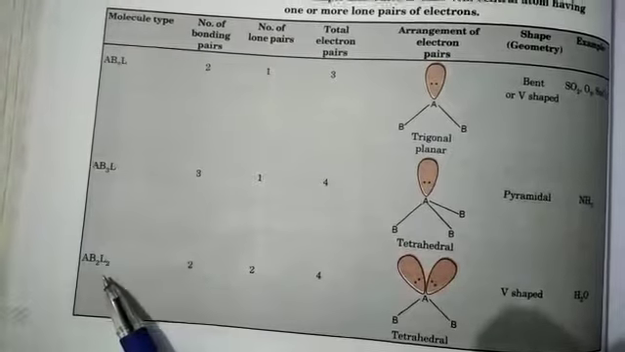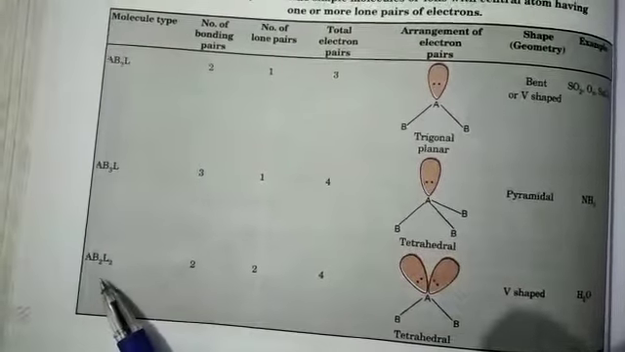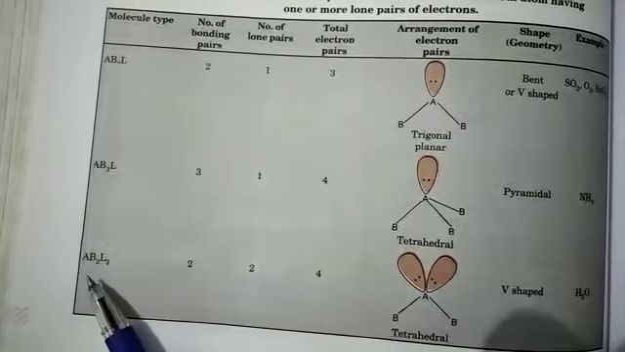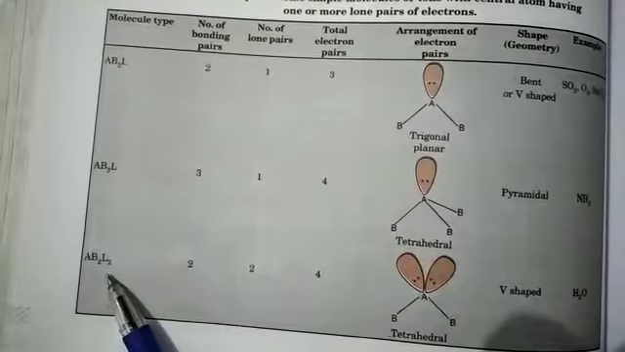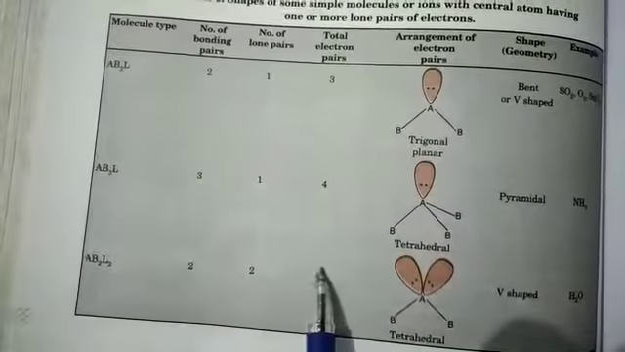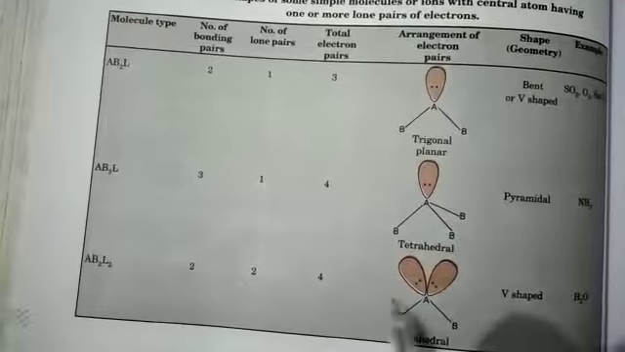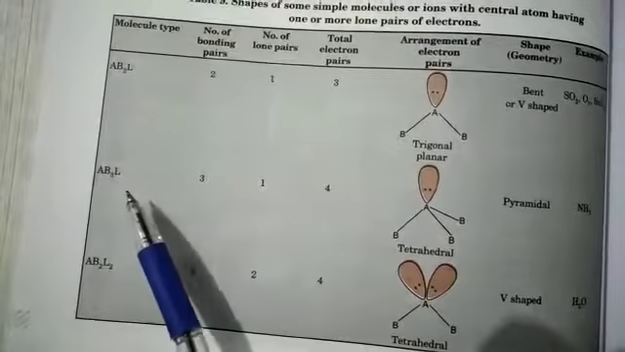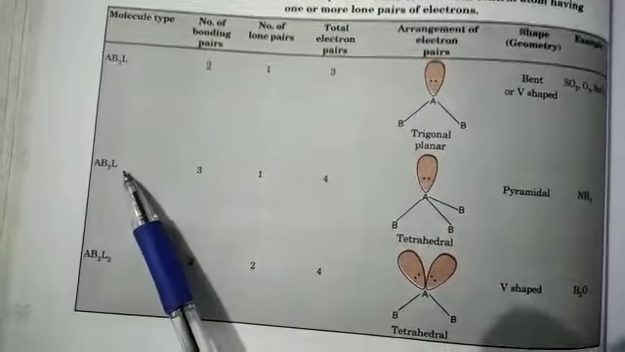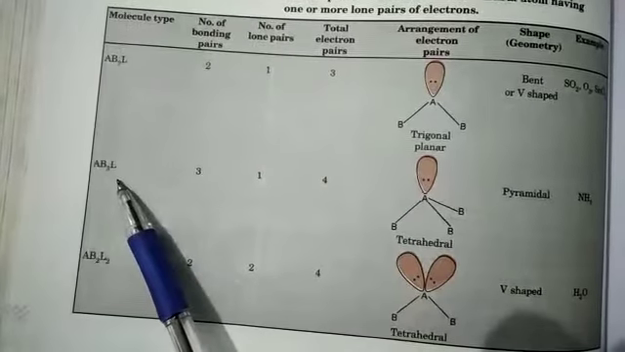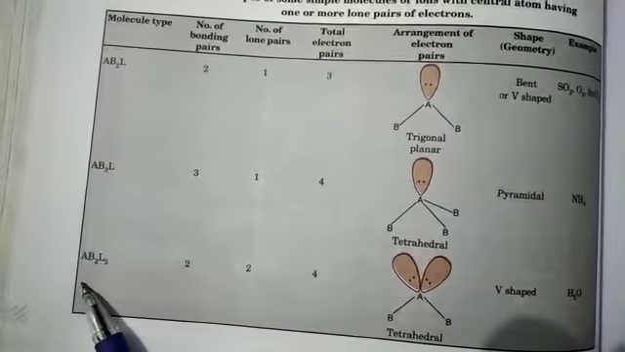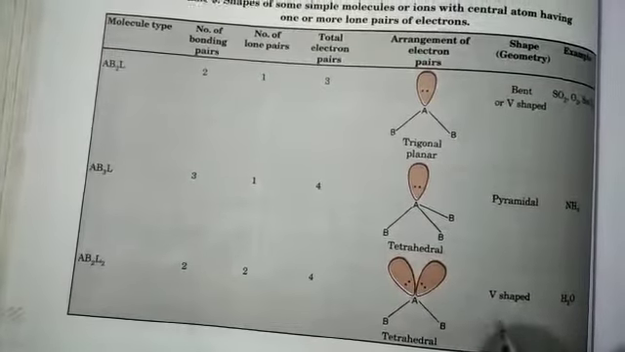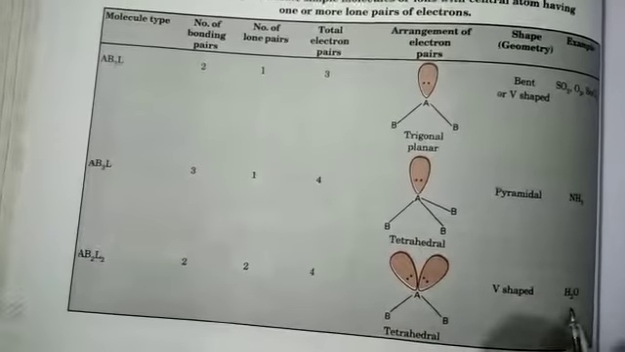Next we have AB2L2 type, meaning the central atom has 2 bond pairs and 2 lone pairs, with a total of 4 electron pairs around it. Here the shape will be V shape, and its example is the H2O molecule.